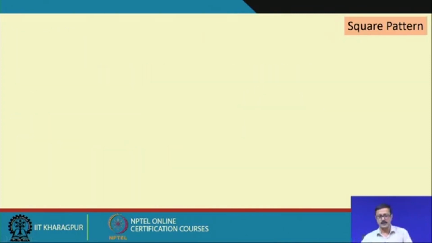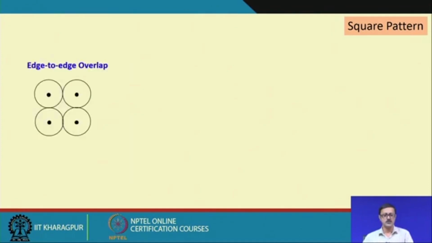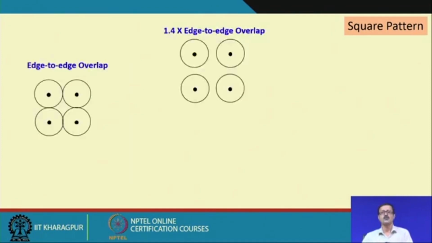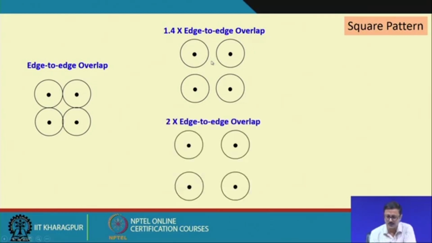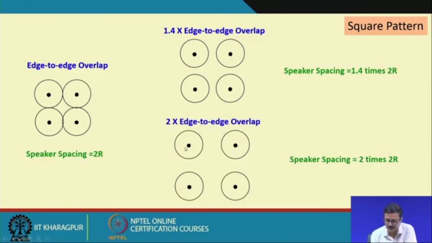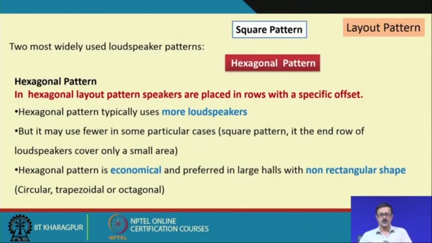Let us go to the next slide. Sometimes this edge to edge overlap goes into different extensions. There are possibilities of 1.4 times edge to edge, that means this length is 1.4 times of this length, and 2 times edge to edge, that is, the spacing of the speakers is 2 times the spacing of the edge to edge. So, those are the square patterns.